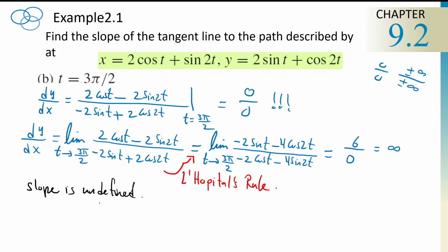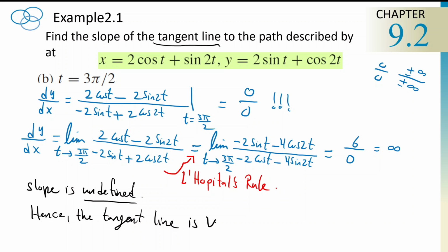Undefined. If the slope is undefined, what can I say about the tangent line? Remember, the line which has undefined slope, that means it's a vertical tangent. So hence, the tangent line is vertical. It's a vertical tangent. That's why its slope is undefined.